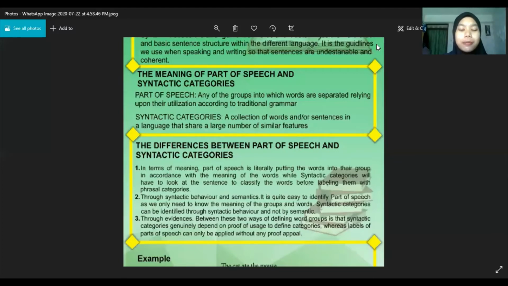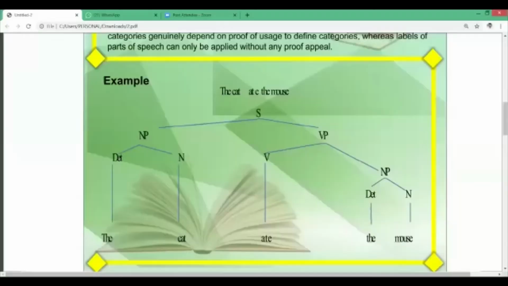And the last difference between these two ways of defining word groups is that syntactic categories generally depend on proper usage to define categories, whereas labels of parts of speech can only be applied without any purpose.